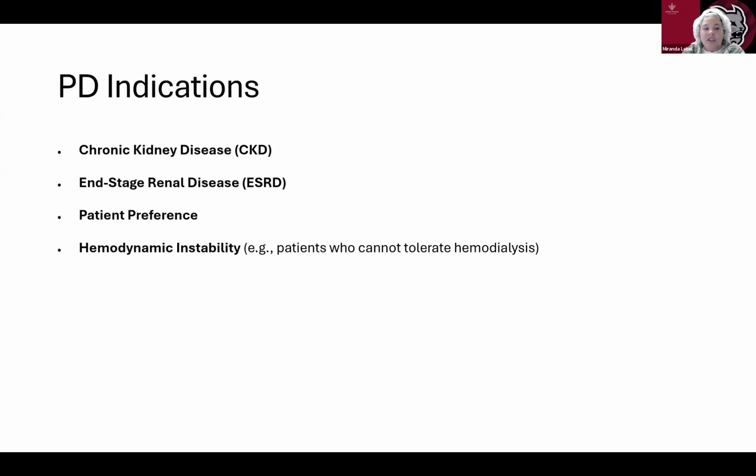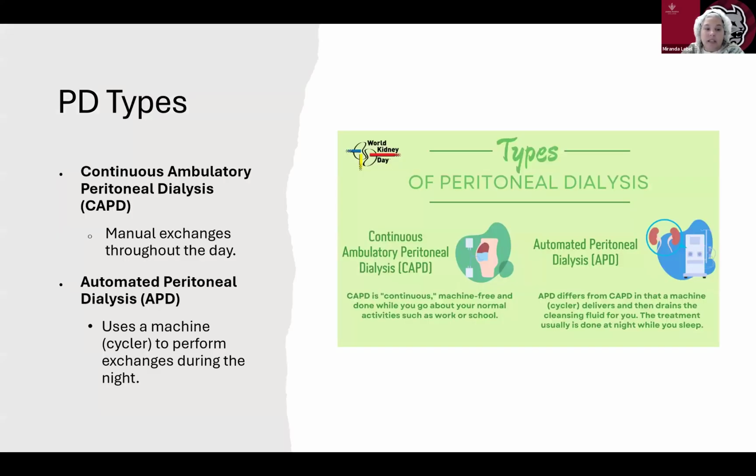Peritoneal dialysis indications are going to be CKD, ESRD, patient preference. So again, with the ESRD, we know that we have two options. They might choose peritoneal dialysis, and then hemodynamic instability, patients who cannot tolerate hemodialysis. There are two types. There is continuous ambulatory peritoneal dialysis, where we have manual exchanges throughout the day, and automated peritoneal dialysis, where we use a machine to perform exchanges during the night.